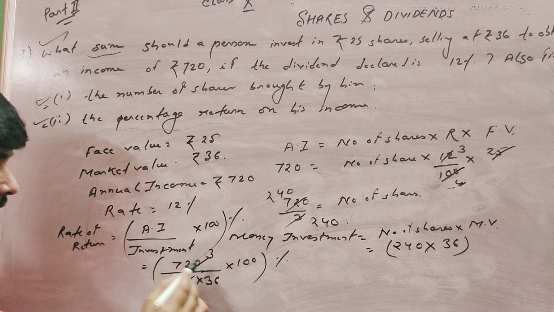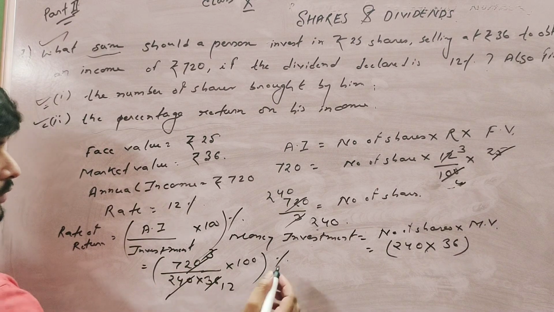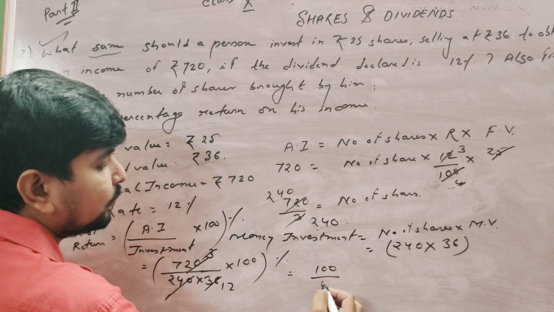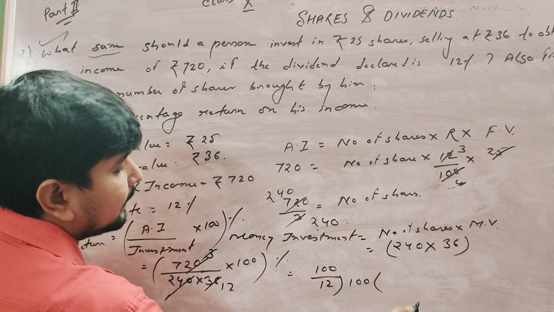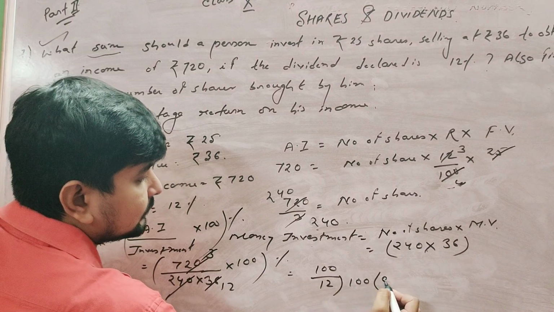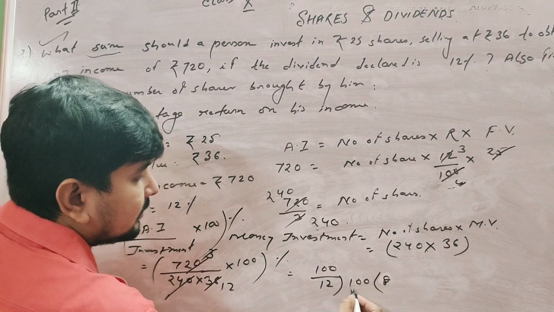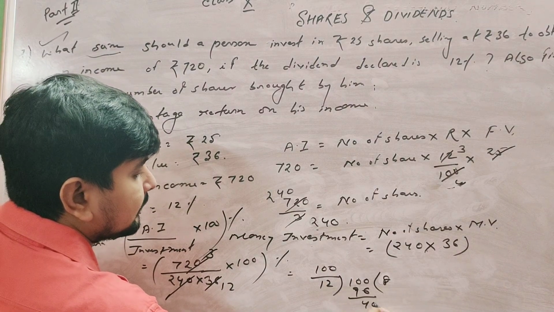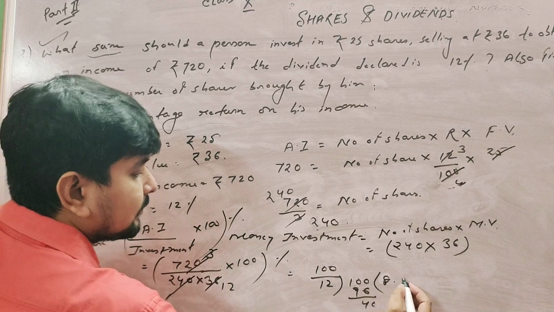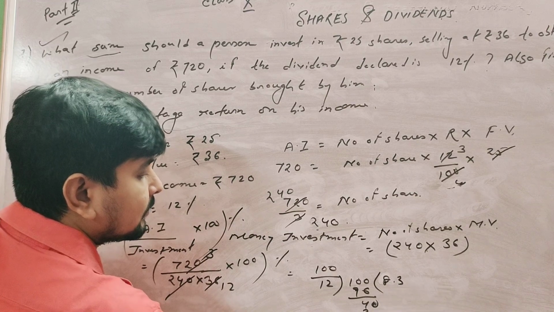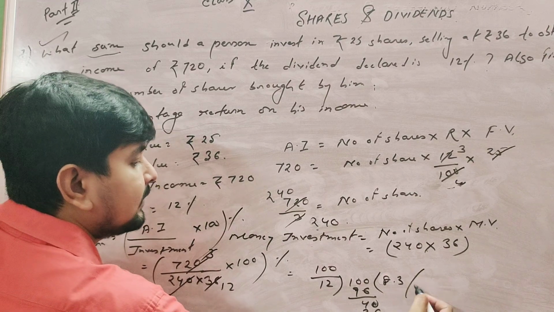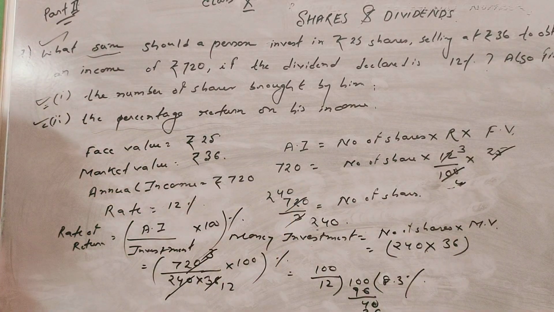This cuts with this 3 times, and this one cuts 12. So 100 by 12, that is 8.3%. That is the rate of return. Okay, note.